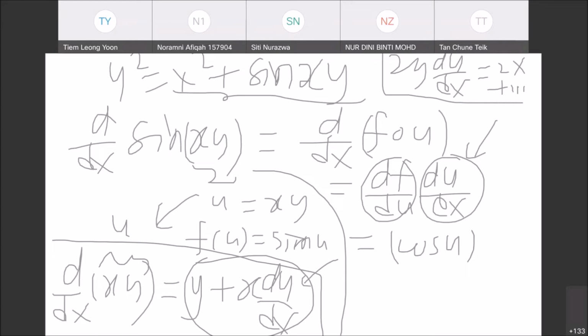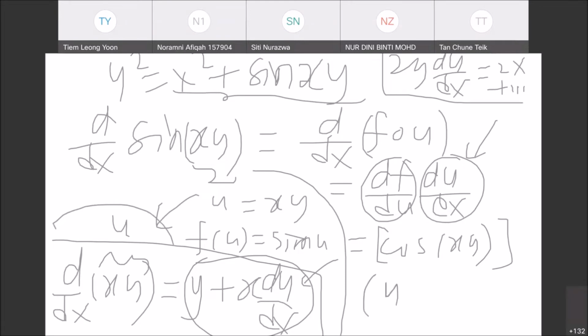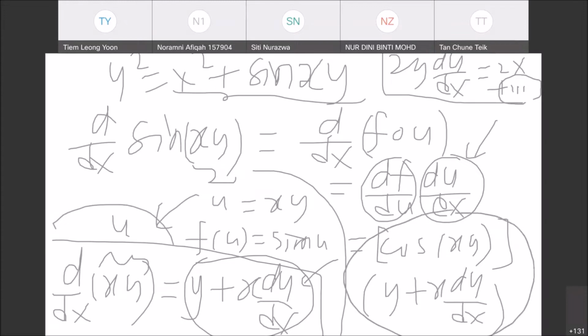So let me just substitute. df/du is just the cos of u, and u is just the expression of x and y, the whole thing multiplied with du/dx. This is my du/dx, which is just the expression y plus x dy/dx. So d/dx of sine xy is just this whole expression here. So I have almost done.